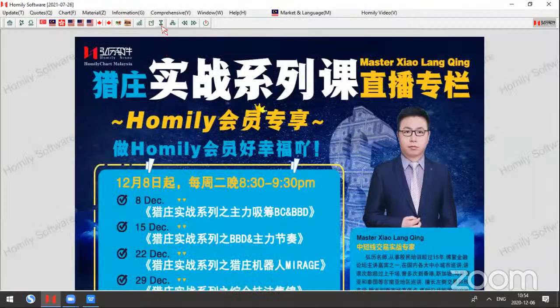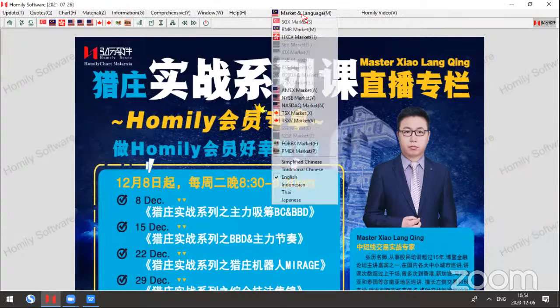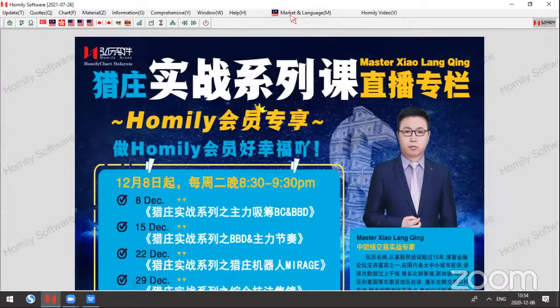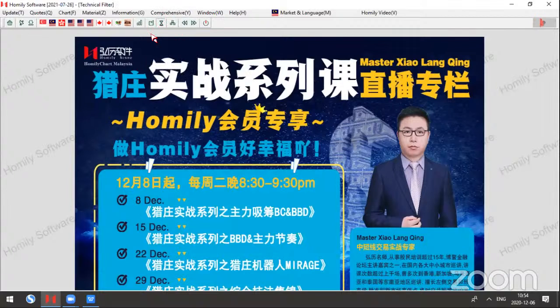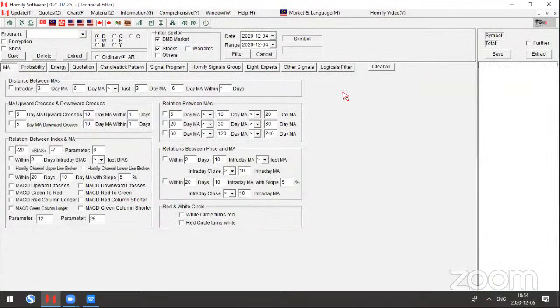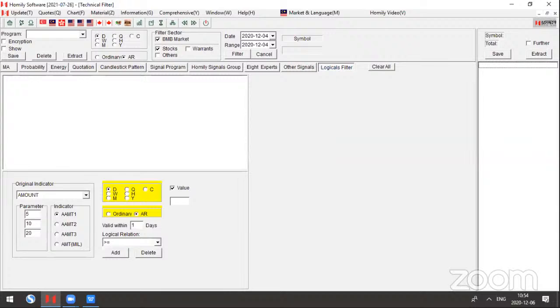Then you can use it to filter again. Okay, first step, before you go to technical filter, we need to choose the market from here, right? Choose the Bursa Malaysia KLSE market. Then after that, we click comprehensive technical filter. We can also just click this button to go to the technical filter platform. So the first step, we need to set the monthly chart. So go to logical filter over here.